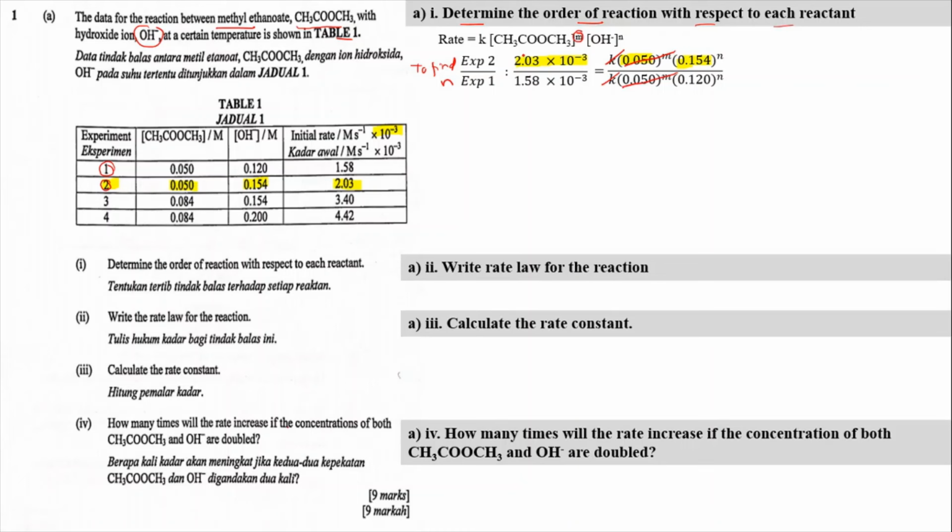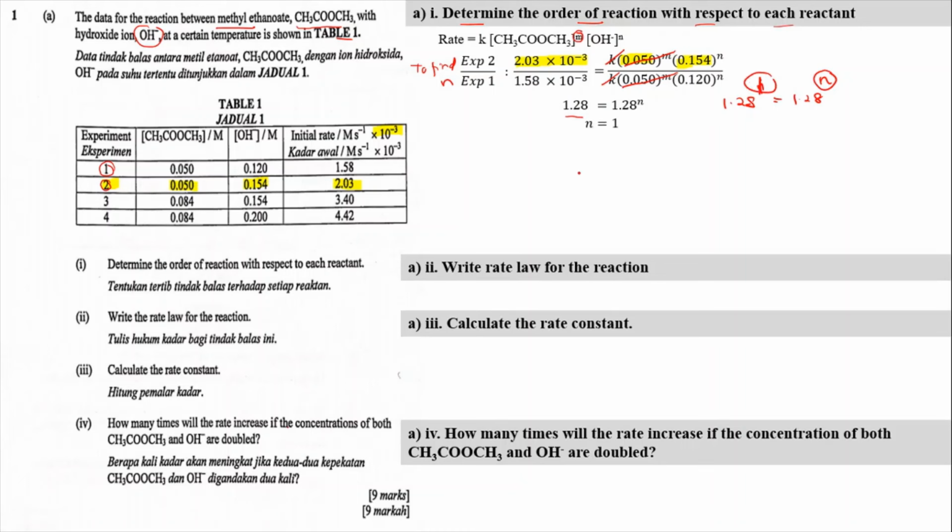So what's left is this term here and the other term here. Okay, so 2.03 times 10 to the power of negative 3 divided by 1.58 times 10 to the power of negative 3. When you press the calculator, what you're going to get is 1.28. Okay, 0.14 divided by 0.120 to the power of n, what you're going to get is 1.28 to the power of n. Okay, so your base is going to be 1.28 to the power of 1 is equal to 1.28 to the power of n. Therefore, we can say that n is equal to 1.